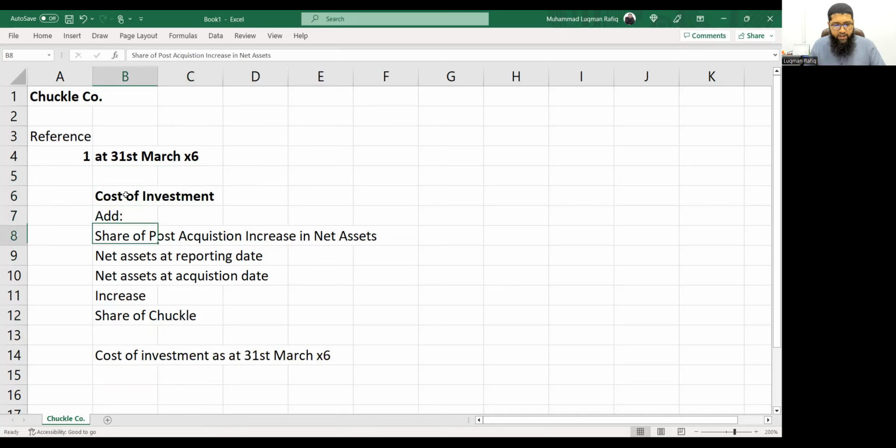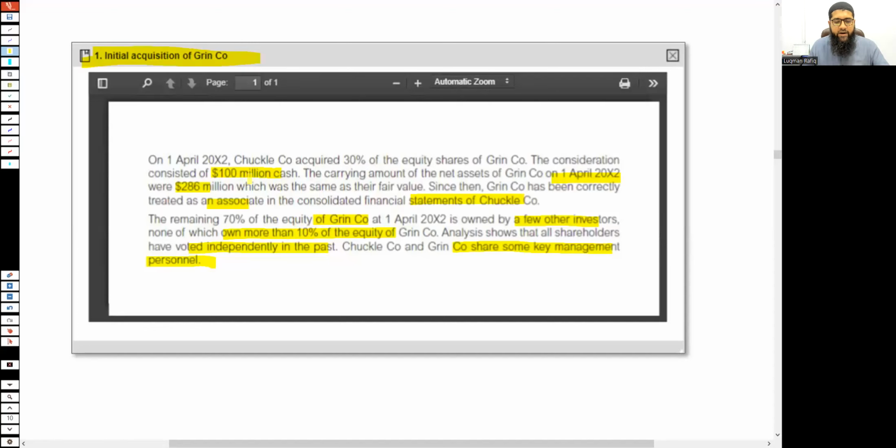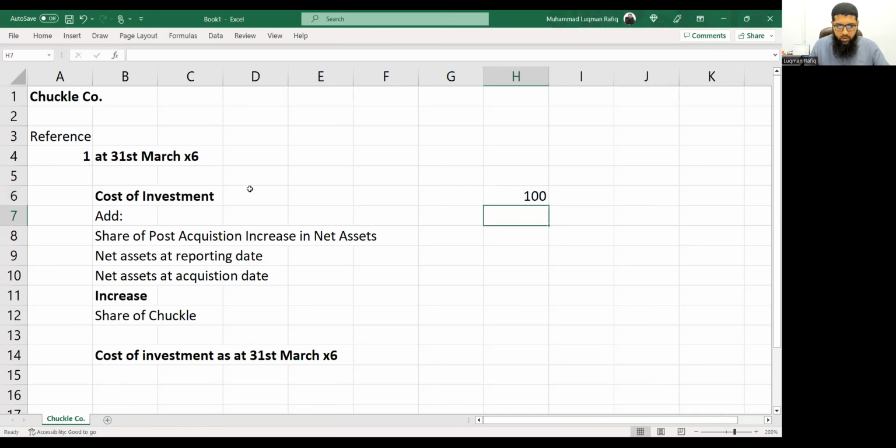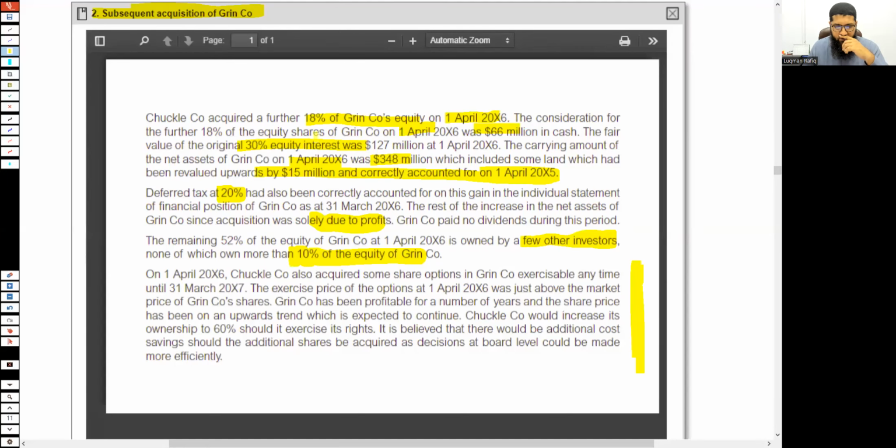Now let's try to understand things. How are we going to do it? From the question you would see that you invested 100 million in cash, right? You invested 100 million for cash. When you acquired it, it had net assets of 286, as it's written over here. And at 31st March 2006, it has 348 million.